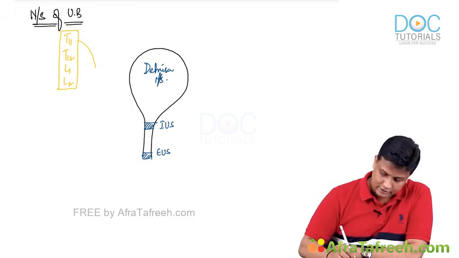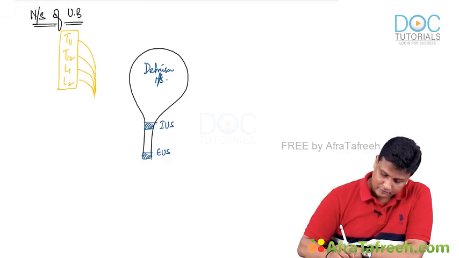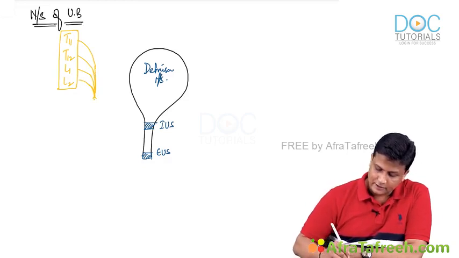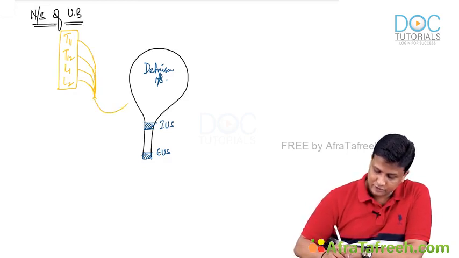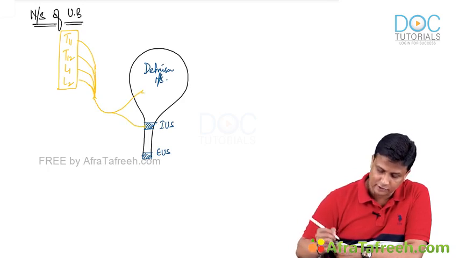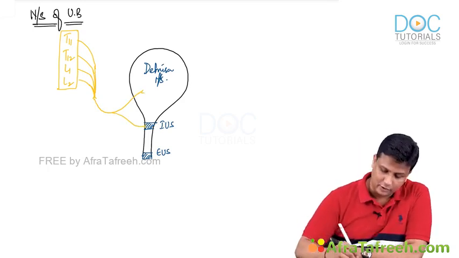So T11, T12, L1 and L2, from all of them, the nerve fibers are going to contribute to the hypogastric plexus. And then from there, the nerve will go and supply the detrusor muscle as well as the internal urethral sphincter muscle. So that is about the sympathetic component.